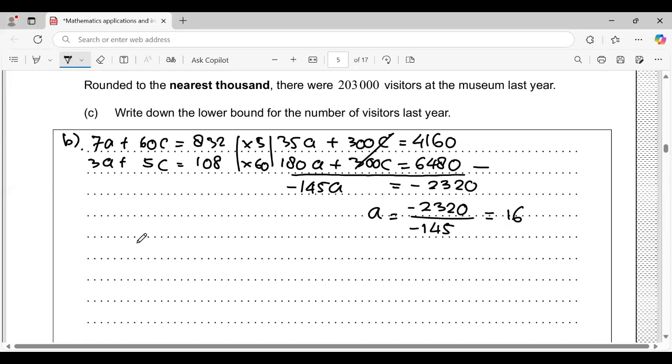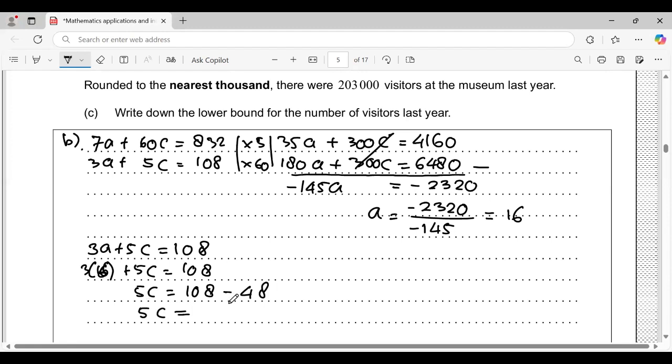Now substitute 16 into this equation, 3a plus 5c equals 108. So 3 times 16 plus 5c equals 108. 3 times 16 is 48, so 5c equals 108 minus 48, so 5c equals 60. So c equals 60 divided by 5, which equals 12. So a equals 16 and c equals 12.